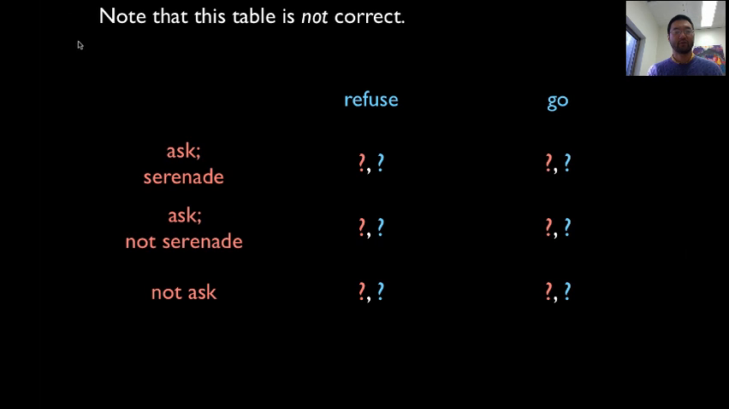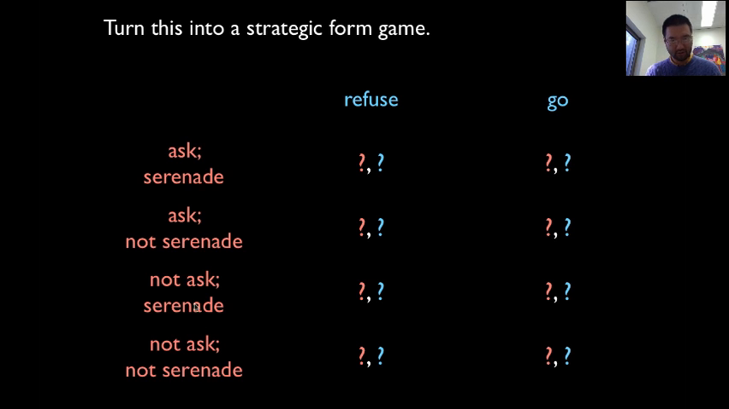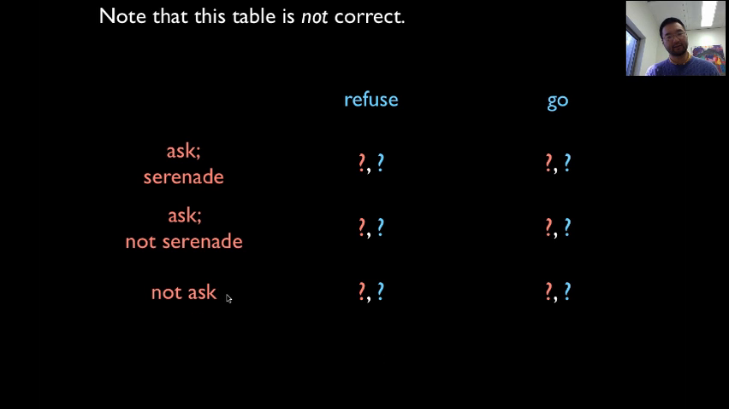Okay, so if 1 asks, then of course there's an issue of serenade or not serenade. But if 1 doesn't ask, why should we worry about whether 1 serenades or not? Because if you never ask, then the whole issue of serenading doesn't even come up. In other words, why do we have these two strategies? Shouldn't we just have one strategy, not ask?